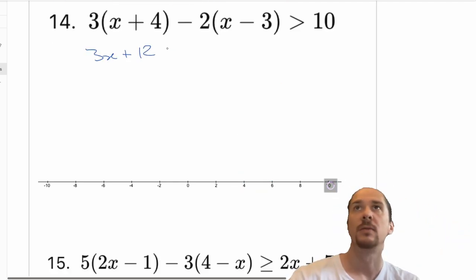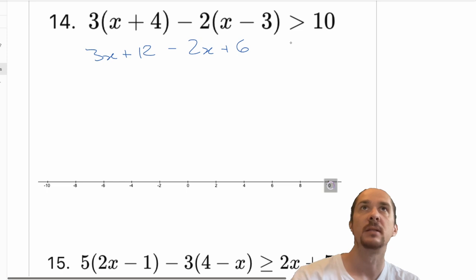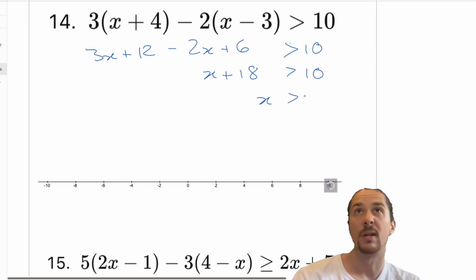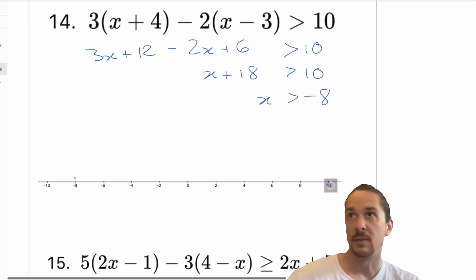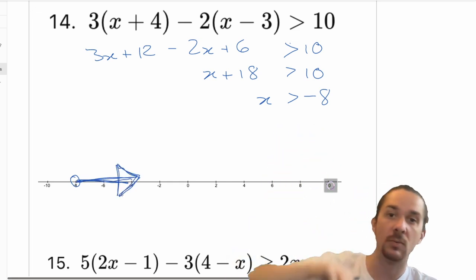3x plus 12 minus 2x plus 6 is greater than 10. So x plus 18 is greater than 10. So x is greater than negative 8. So there's negative 8. We've got an open circle, and x is greater than that. So any value greater than negative 8, if we substitute it into any lines of working here, we will get a true statement.